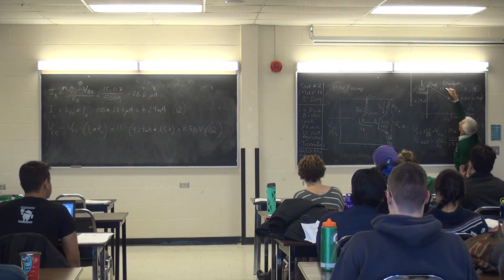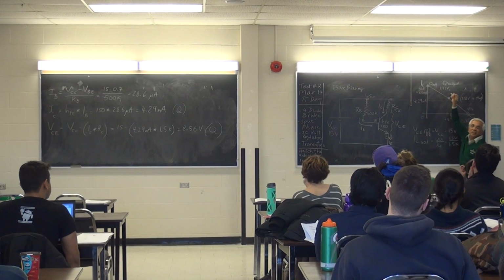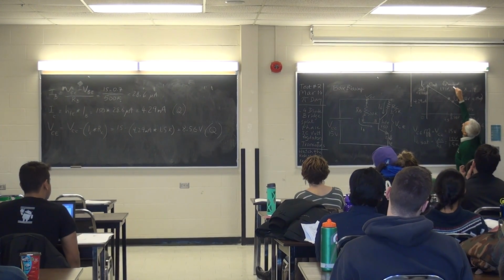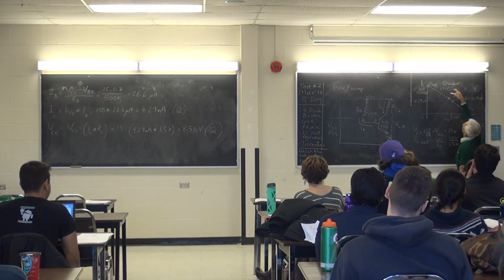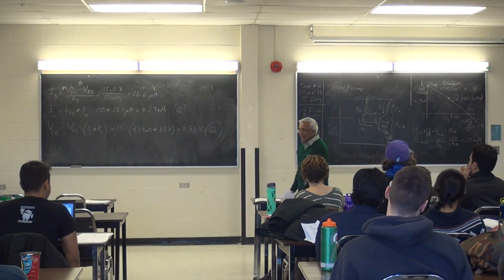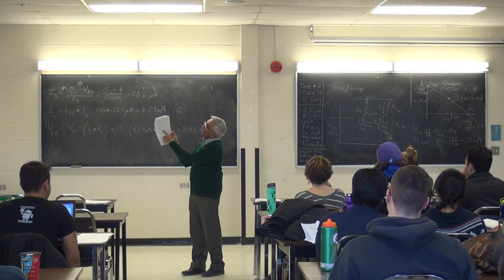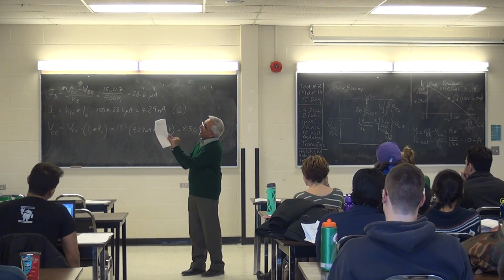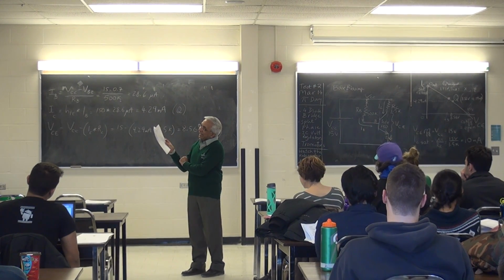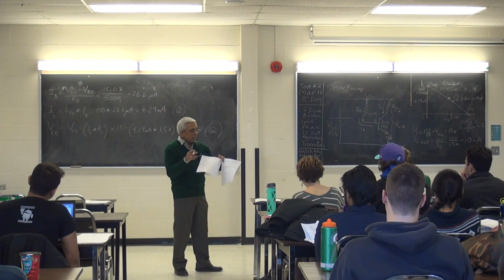Q midpoint would be 7.5 volts, wouldn't it? And what would be the current? 5. So Q midpoint is halfway on that graph, 7.5 volts and 5 milliamps. Half of VCC on the x-axis, half of IC sat on the y-axis. So that's what we're going to do next week on Monday.